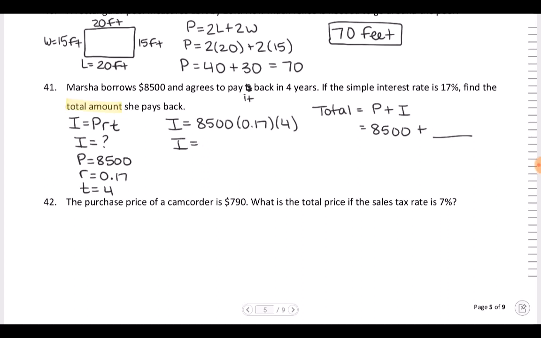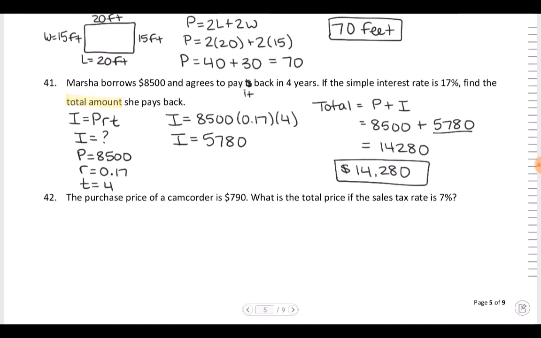Okay, so let me use my calculator to find that. So 8,500 times 0.17 times 4 equals 5,780, which we are now going to have to add to the principal to find out how much she owes and she has to pay back. So 5,780 plus 8,500 is $14,280. So the total amount, $14,280. That's how much she would owe.